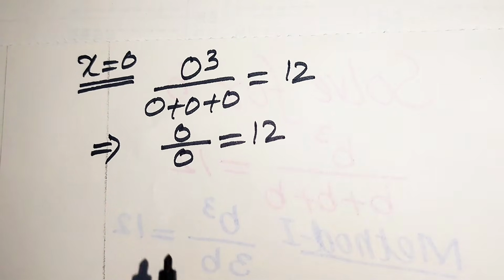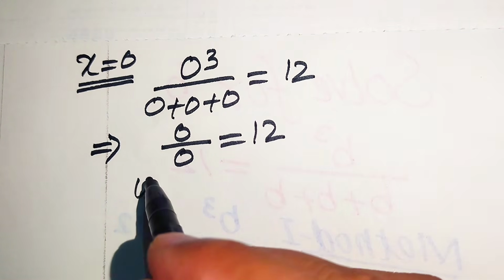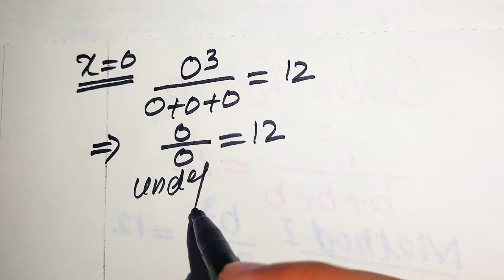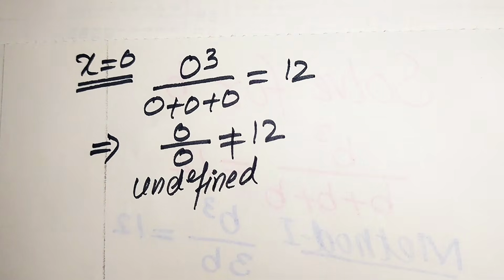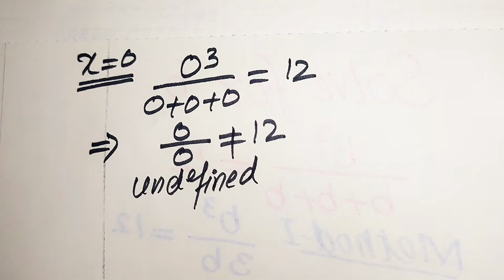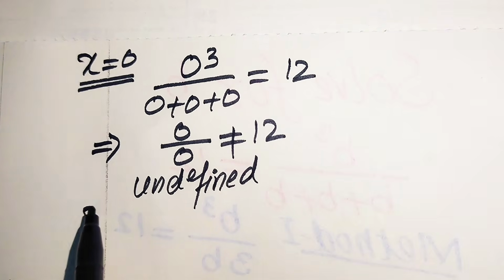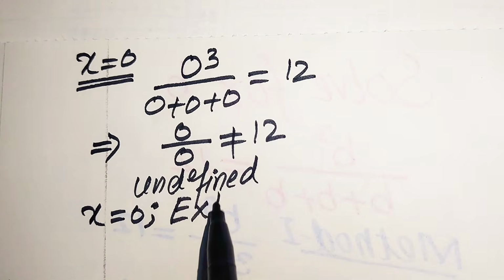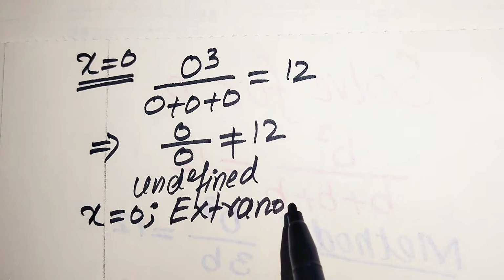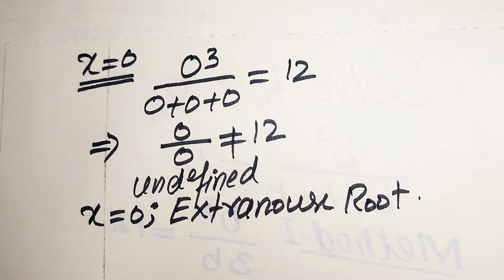Here you see that our left hand side becomes 0 over 0 form, which we usually call the indeterminate form, or undefined form. If our left hand side is undefined, this means that both sides are not equal. And if both sides are not equal, this concludes that the value x equals 0 does not satisfy our given question statement. So we call x equals 0 the extraneous root of the given equation, because it does not satisfy our given question statement.